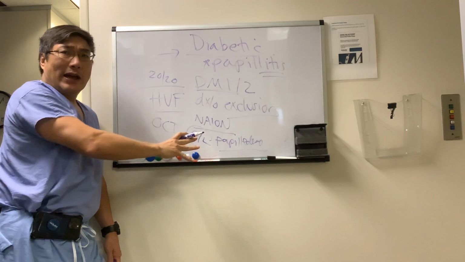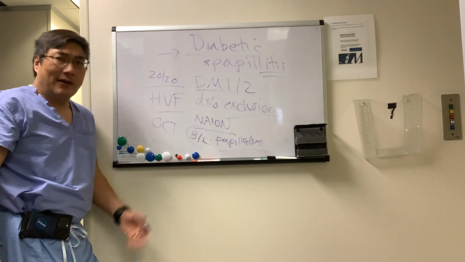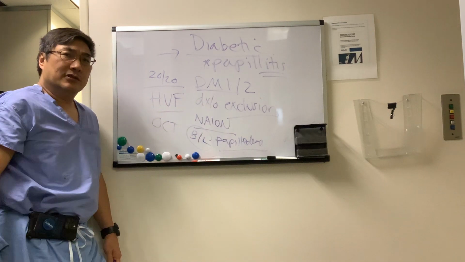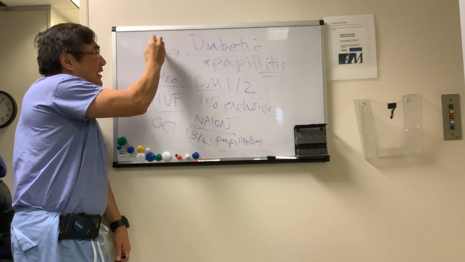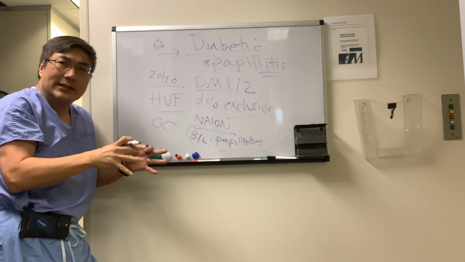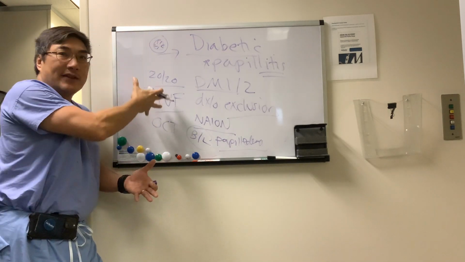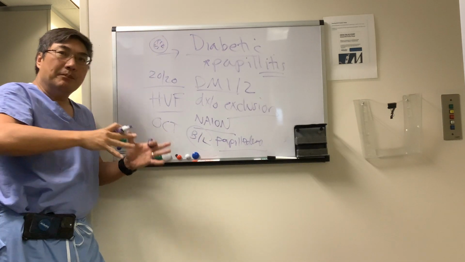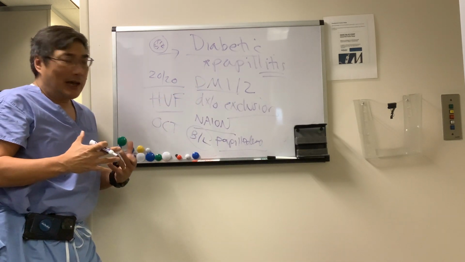There's no real way to evaluate this in terms of the differential. You have to work it up, and therefore it's a diagnosis of exclusion. However, in my experience, one of the things that's helpful is there's these telangiectasias that are prominent on the disc, and so it kind of looks like big edema without any vision loss. So big edema, minimal vision loss, diabetic, that one's more likely to be diabetic papillitis.